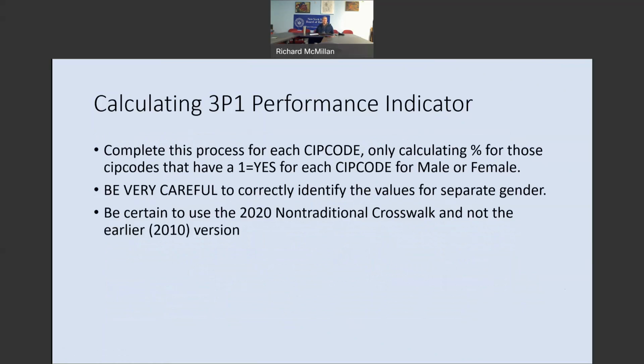Complete this process for each zip code, only calculating percentage for those zip codes that have a 1 or yes, that would be a Y value for each zip code for male or female. Be very careful to correctly identify the values for separate gender. Be certain to use the 2020 non-traditional crosswalk and not the earlier version.